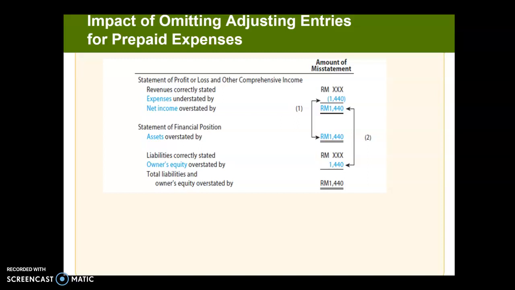Okay, just to make it clear why we need to do the adjustment entry, or adjusting entry. As I mentioned earlier, some of the activities involve use of resources of the business.